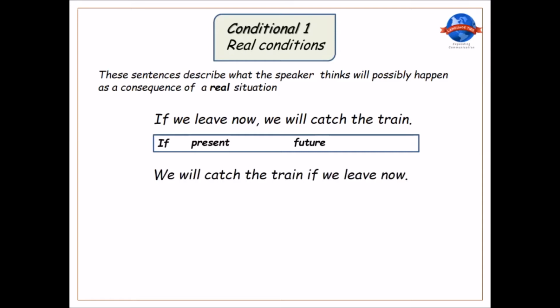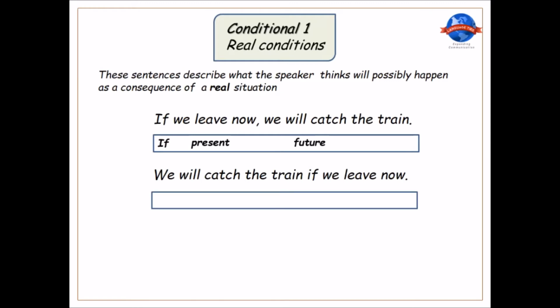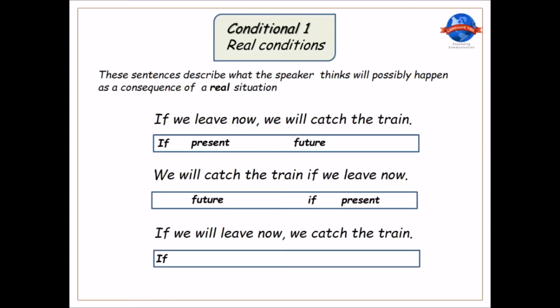We can also change the order of the clauses. We will catch the train if we leave now. In this case, we have first future, if present. But if we will leave now, we catch the train, if future present is wrong. If we want to change the order of the clauses, it's okay. What we cannot do is change the order of the tenses. We must always respect this.